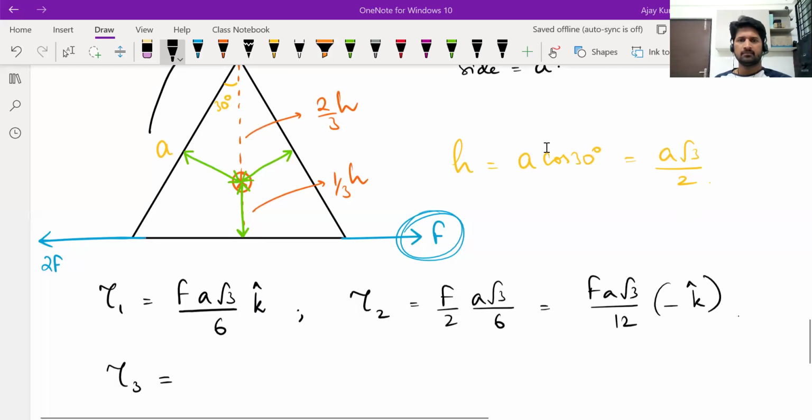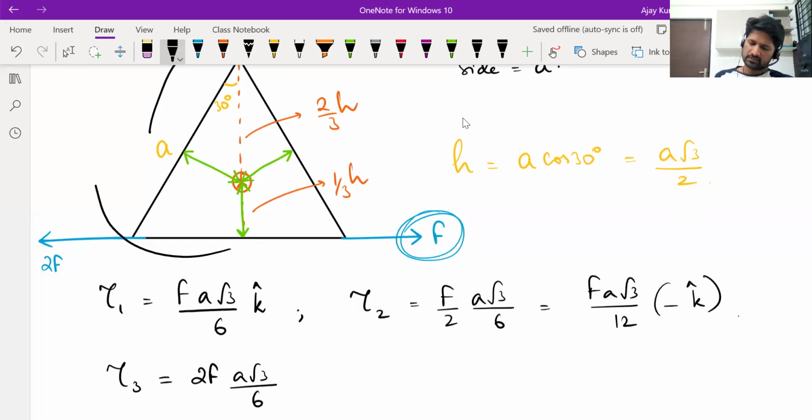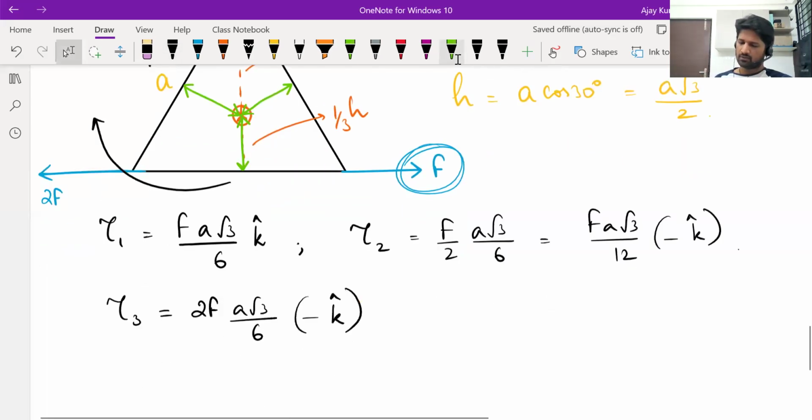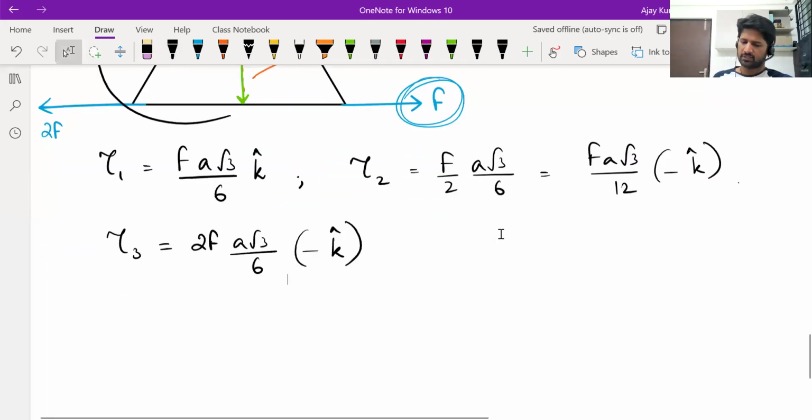FA by root 3, sir. FA by root 3. Okay, fine. The force is 2F. And the distance to the line of action, you can see it is again h by 3. That becomes a root 3 by 6. And since it is this way, clockwise, so minus k cap. Okay, we got all three torques. You just treat them as vectors now and add.